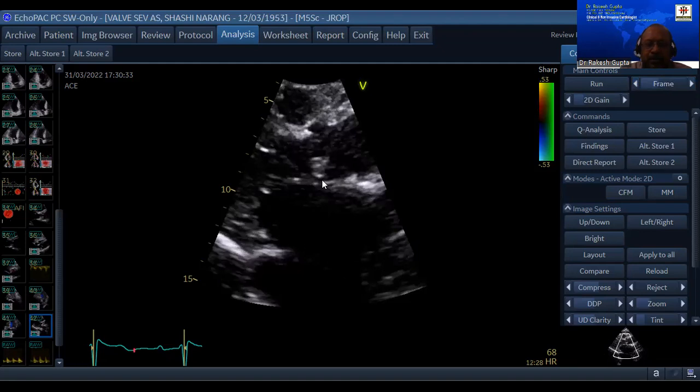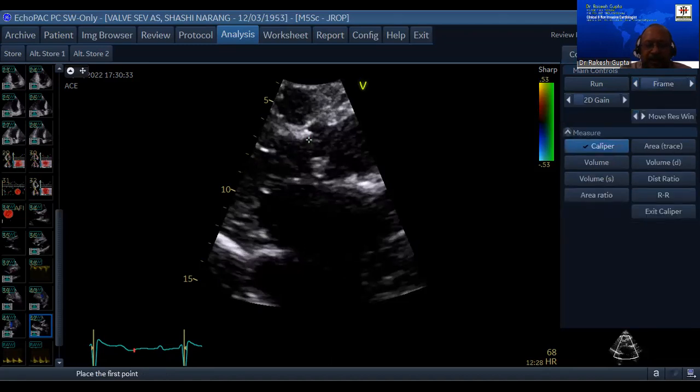So this is one hinge point. This is the second hinge point. So let me do a caliper, wherever the insertion of the leaflet is happening. It's 2.2 roughly.